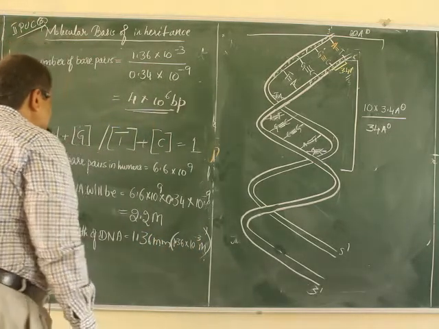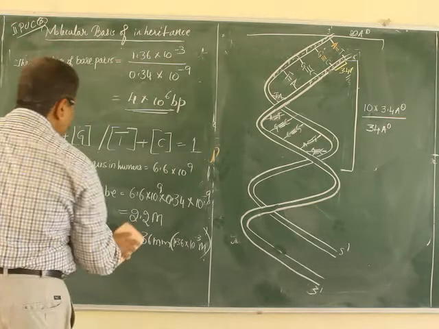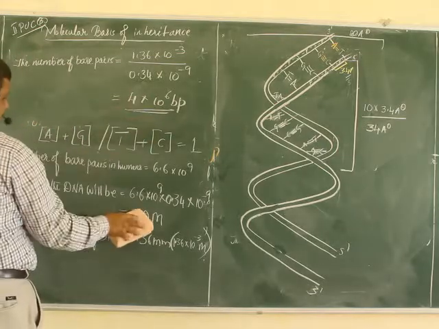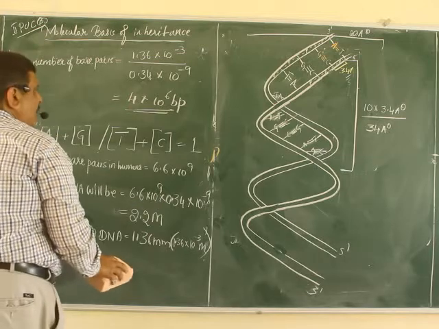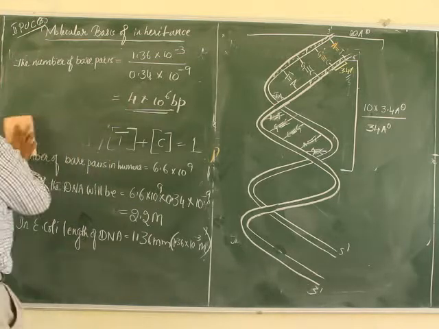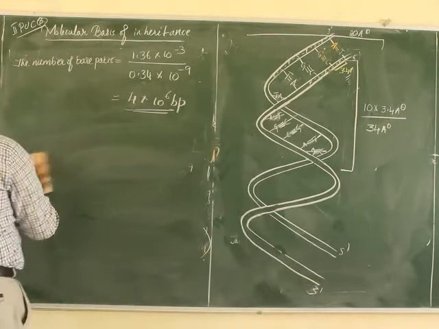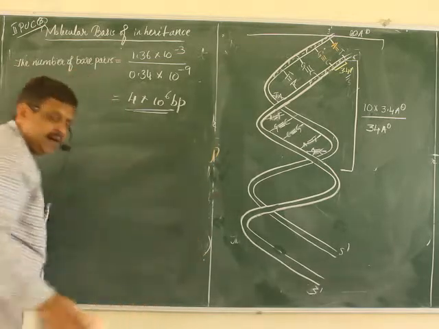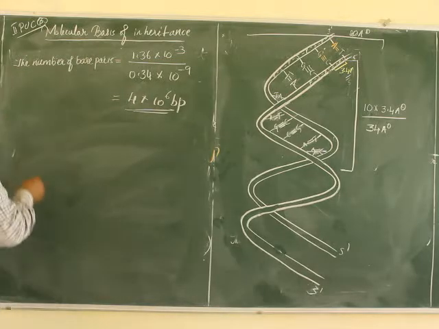So this is about the nitrogen bases and the length of the DNA in E. coli. You remember only this one. That's enough. 2.2 meter in human and 4 into 10 to the power 6 base pairs in E. coli. Okay. Now, some other aspects which may help your competitive exam.